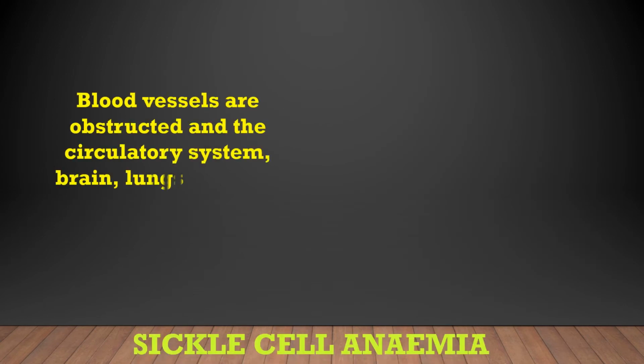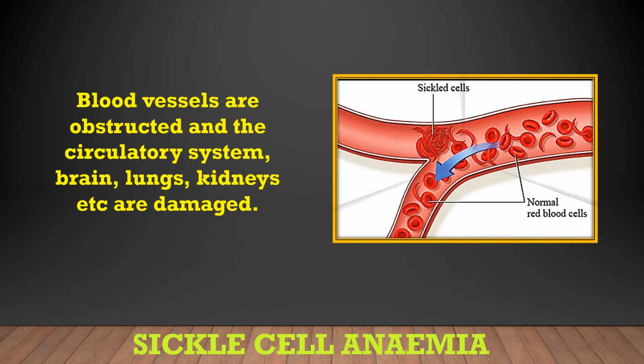The blood vessels, that is the arteries and the veins, are obstructed, and then the circulatory system, the brain, lungs, kidneys, all the important organs get damaged. Now this is the blood vessel. This is how it normally moves, the biconcave red blood corpuscles or erythrocytes. But when they are sickled, they clump together and then they block the movement of blood. And so the circulatory system, along with it the brain, lungs, kidneys, and all the other important organs slowly get damaged.